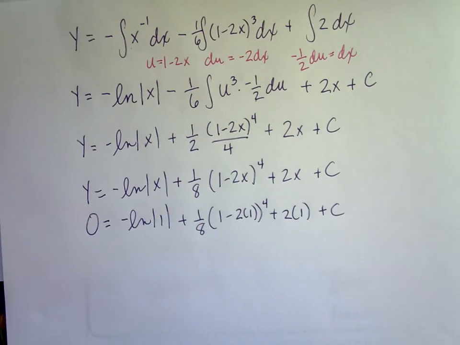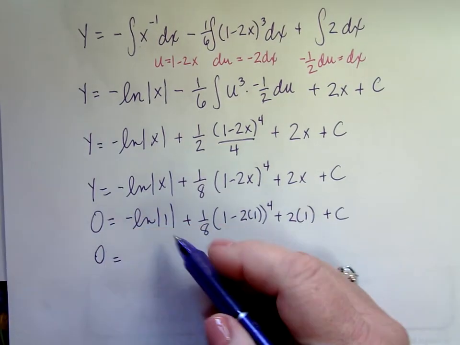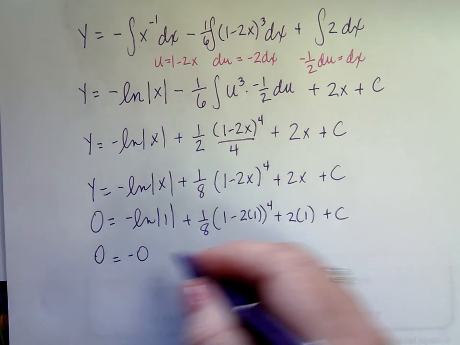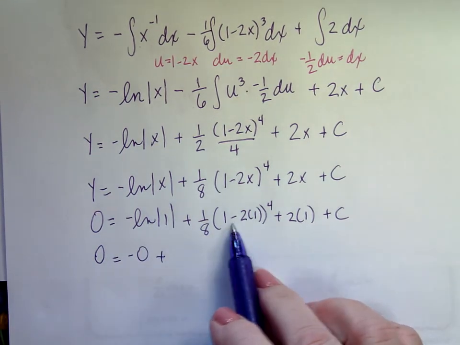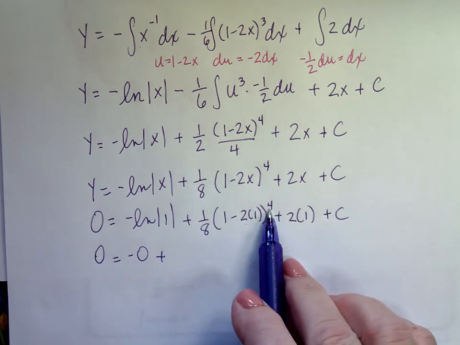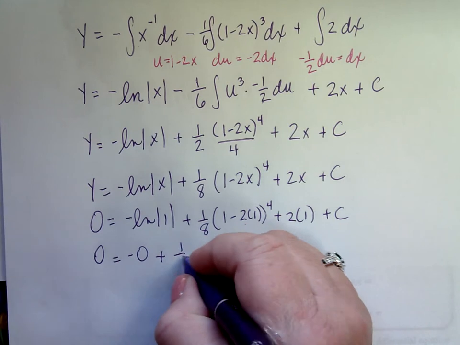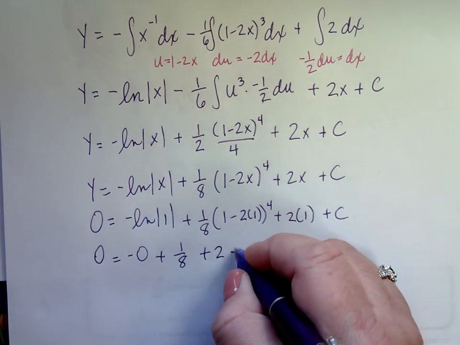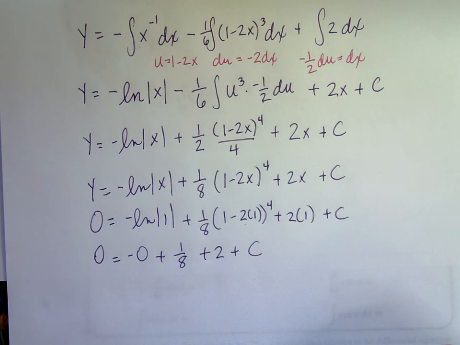All right, 0 equals. The ln of 1 is 0, so this is technically a negative 0, plus negative 1, 1 minus 2 is negative 1, to the 4th power is positive 1 times 1/8 is 1/8, plus 2 plus c. I'm stopping for a second because I lost something in the midst. Did I? Oh, I think I want to cry.